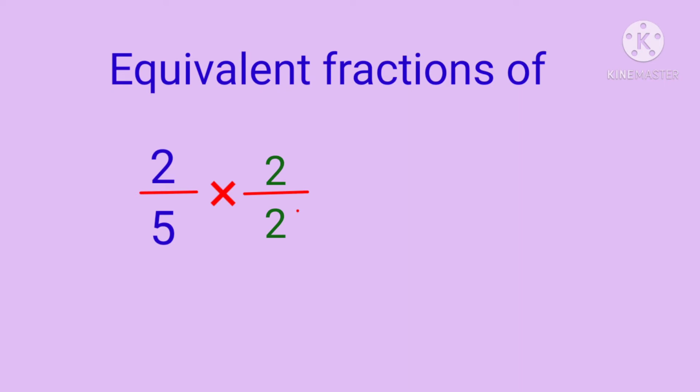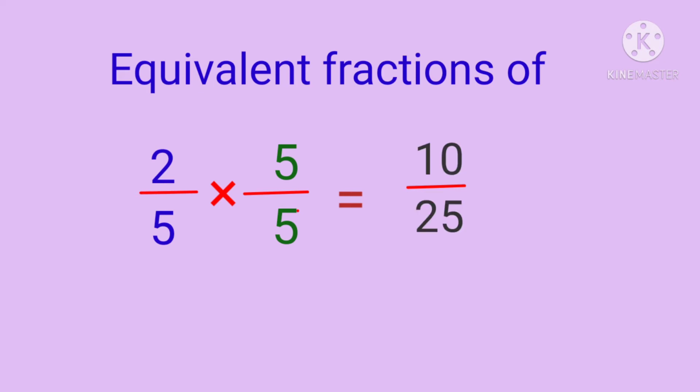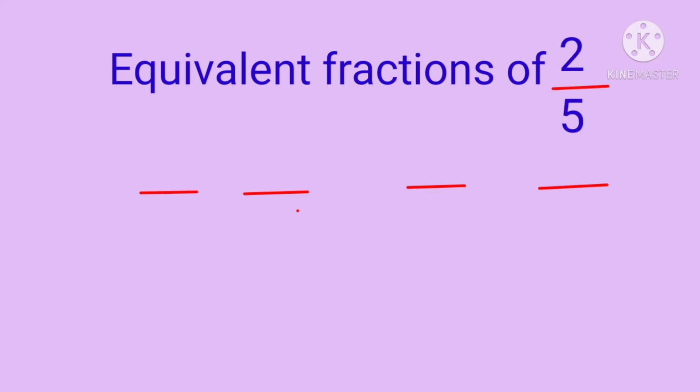2 by 5 into 2 by 2 is equal to 4 by 10. 2 by 5 into 3 by 3 is equal to 6 by 15. 2 by 5 into 4 by 4 is equal to 8 by 20. And 2 by 5 into 5 by 5, which is equal to 10 by 25. So the equivalent fractions of 2 by 5 are 4 by 10, 6 by 15, 8 by 20 and 10 by 25.